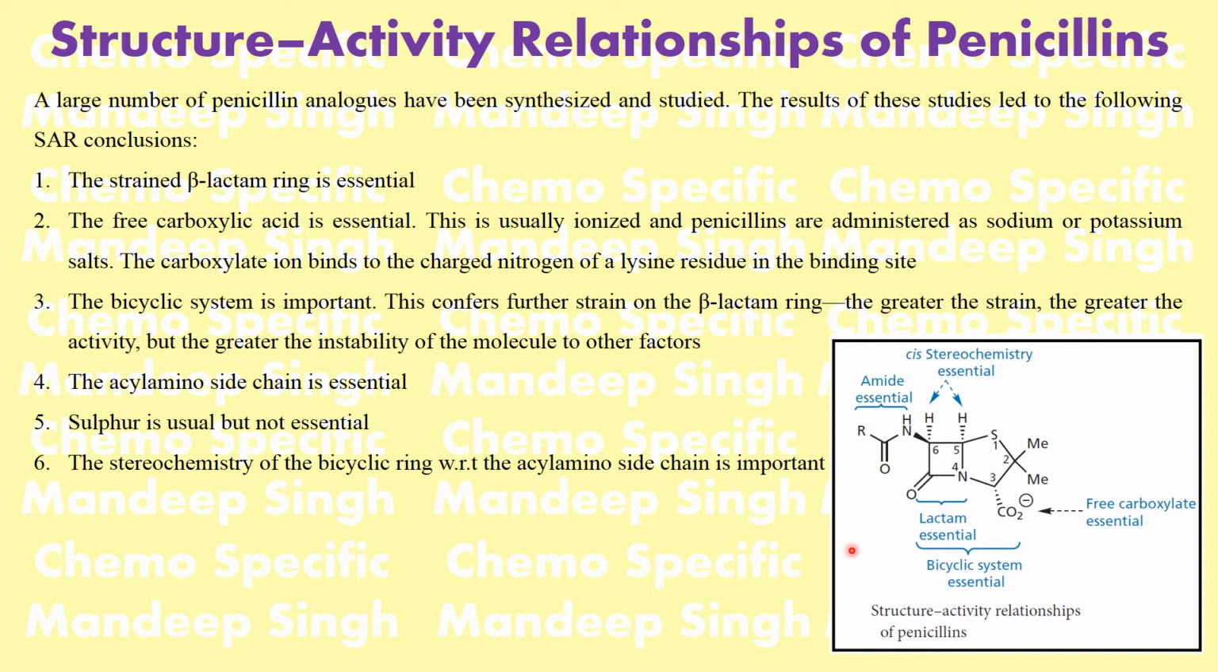So these are the certain structure activity relationships which a drug must have if we want to classify it as a penicillin, and it has to be a very effective drug. These are the features it must have.